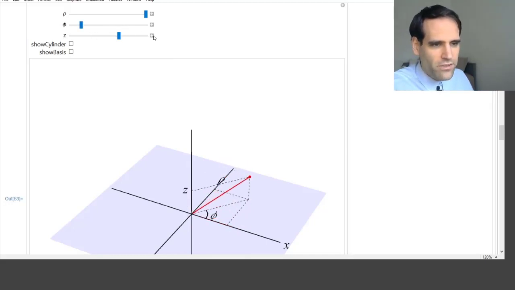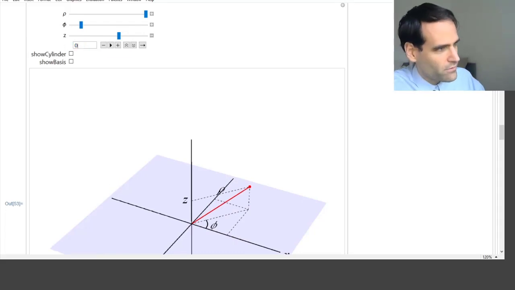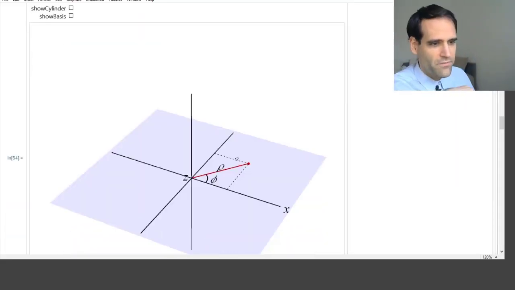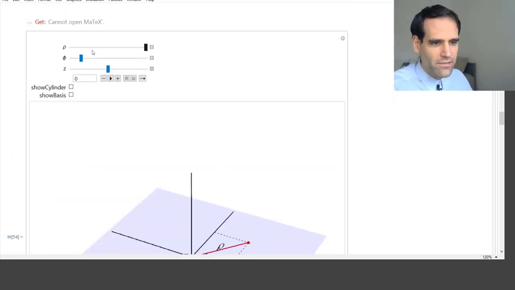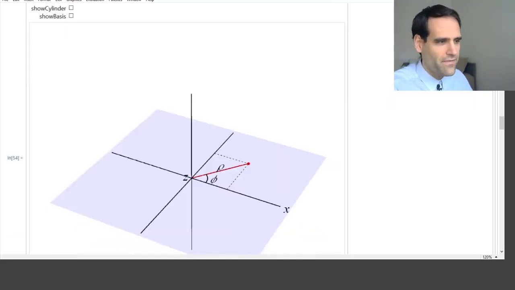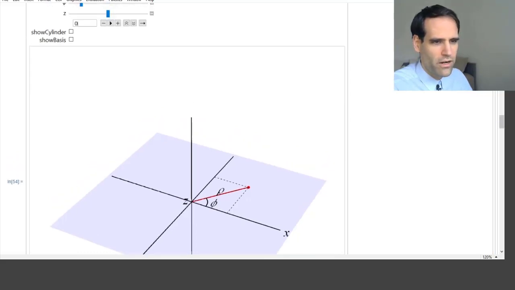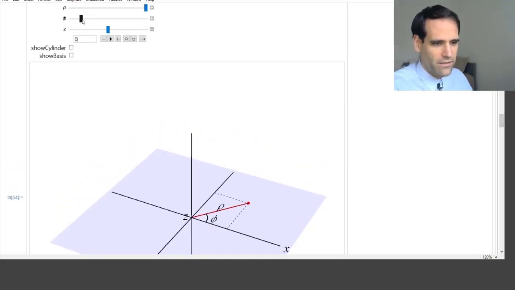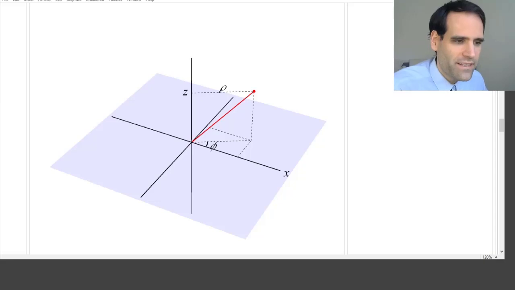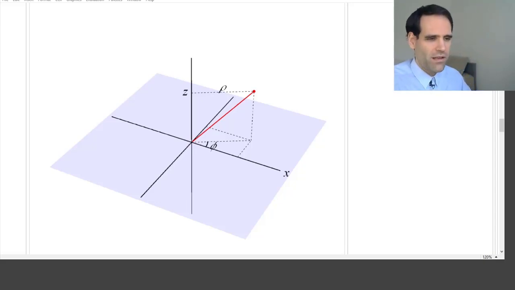Notice that when z equals 0, if I specify exactly z equals 0, now we are exactly on the xy plane, and then the only 2 variables that are not 0 are ρ and phi, and this has been transformed into polar coordinates, basically. So now phi determines the angle, while ρ determines the distance to the z-axis. Okay, so that is cylindrical coordinates in summary.